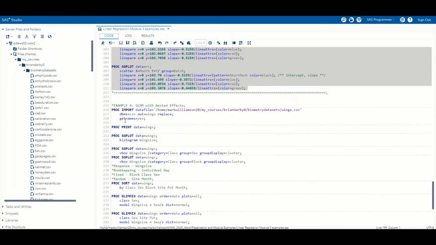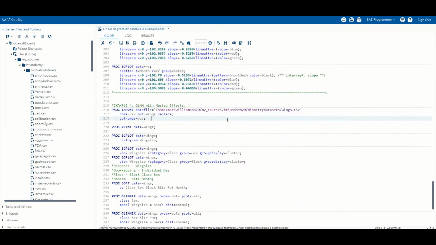So then finally, we'll look at a generalized linear mixed model with nested effects. Instead of creating my own data, I'm going to load it in here. It's a wings data set. This will be available along with the code where this is posted. So let's take a look at the wings.